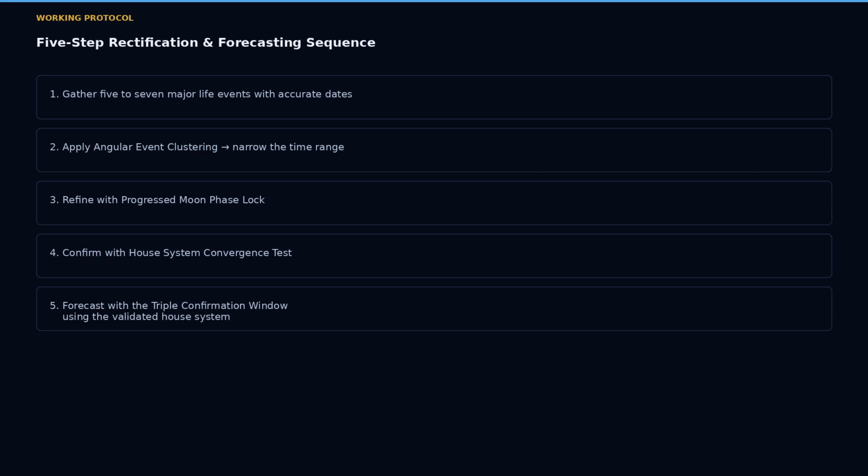Rectification and forecasting are not mystical. They are iterative, testable procedures that treat the chart as a responsive instrument. The original methods above simply tighten the feedback loop between sky and biography.